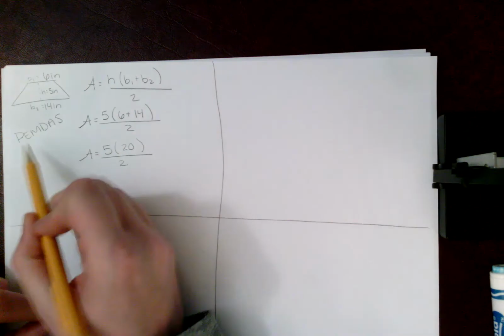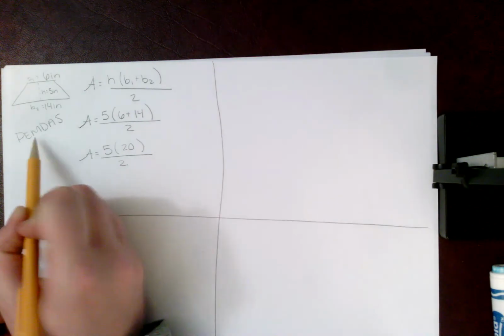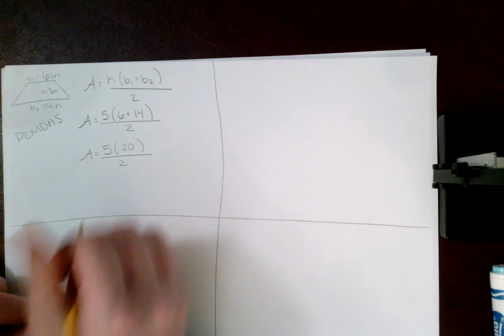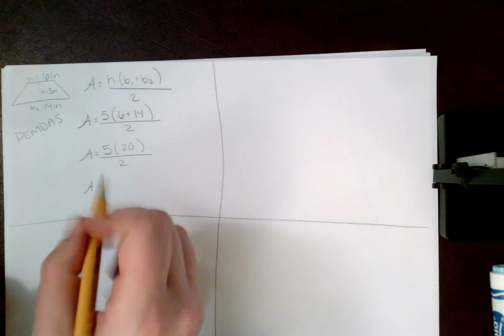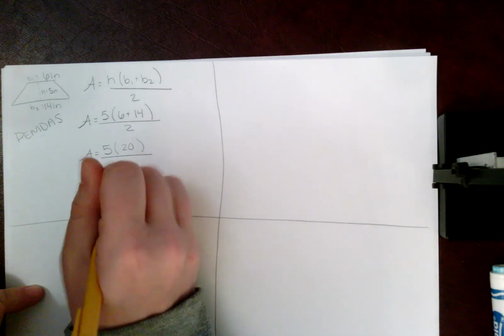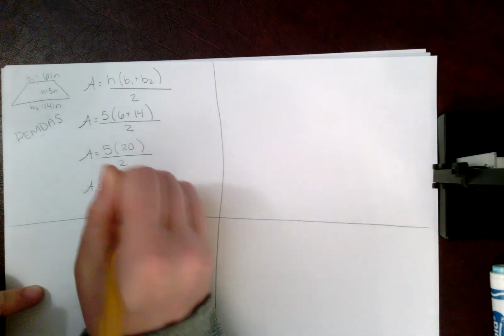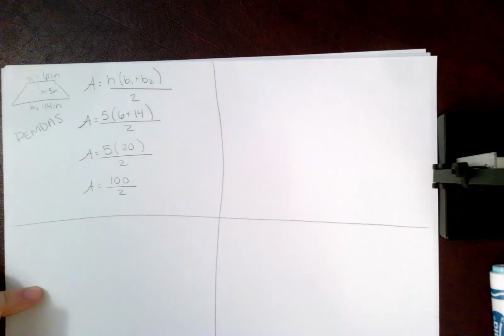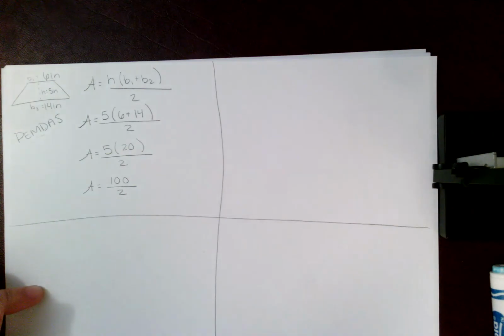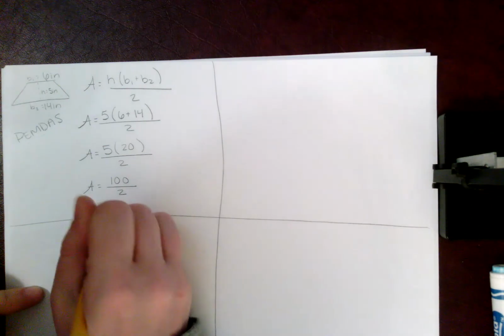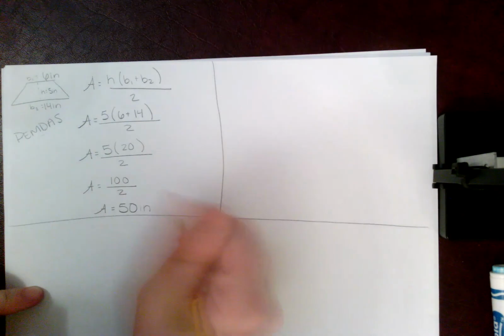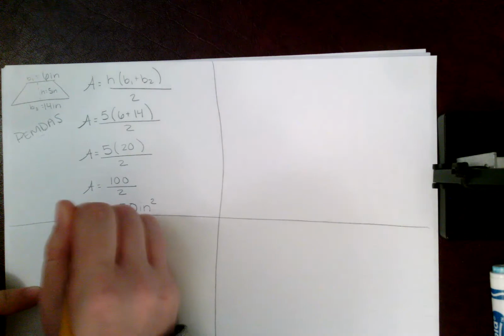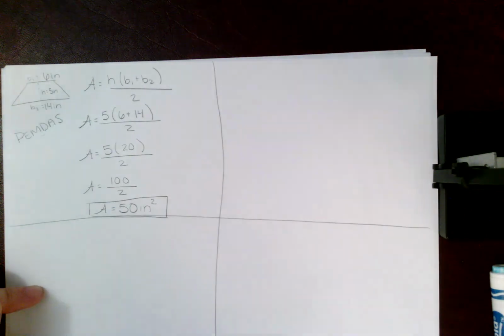Next, I want to take care of multiplication. So I'm going to do 5 times 20. So now if you notice, I'm just simplifying everything all together. So 5 times 20 is 100, and that's over 2. Now all I have to do is 100 divided by 2. Area equals 50. And look at my units, which are inches, and they are squared because when you are solving for area, your units are always squared.